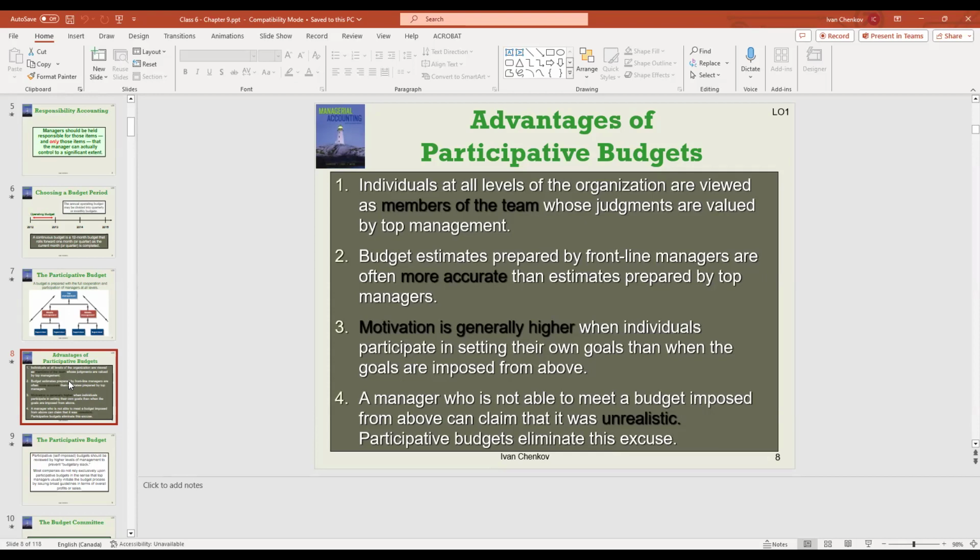And the last thing is the managers who don't meet the budget cannot claim that it was unrealistic. Why? Because they're the ones who actually prepared the budget and came up with the numbers. Is it good to have a participative budget? Obviously, it is, because it encourages different things in your employees and the people that you're managing.